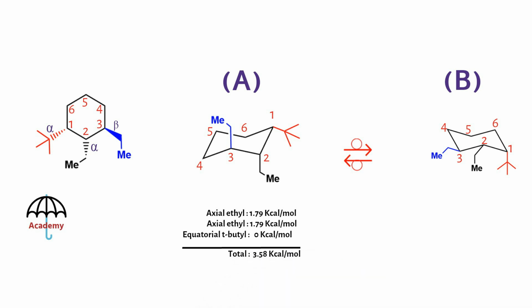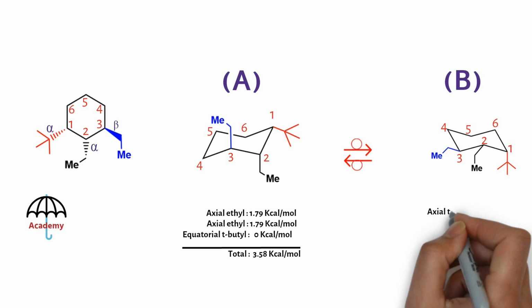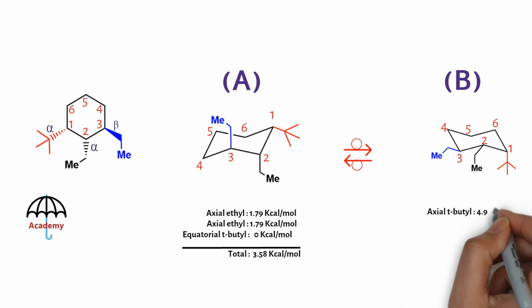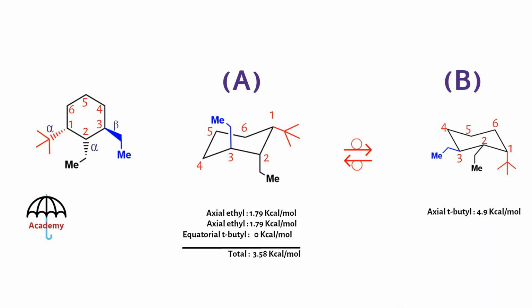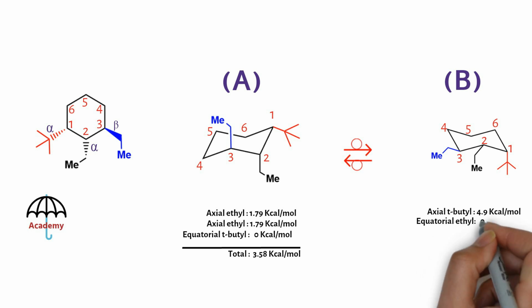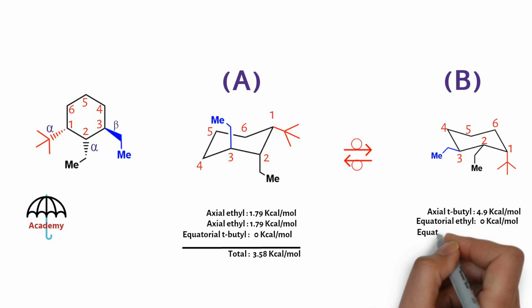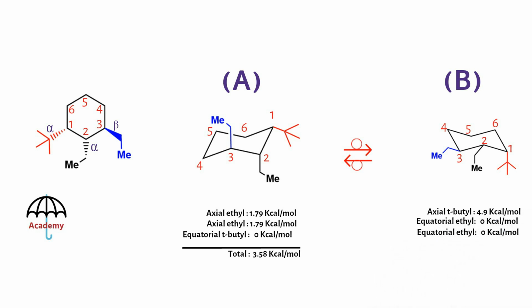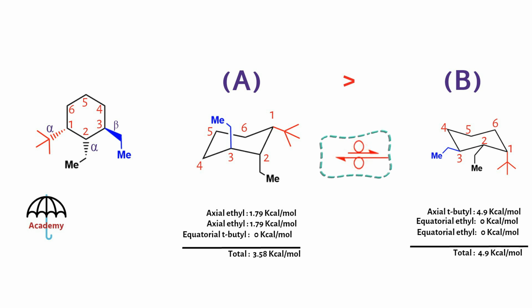In the conformer B, axial tertiary butyl group contributes 4.9 kilocalories per mole torsional strain. Both ethyl groups are equatorial and do not contribute to torsional strain. Thus, the total torsional strain in this conformer is 4.9 kilocalories per mole. Thus, based on A values, it is obvious that conformer A is more stable than conformer B and therefore it will dominate the equilibrium.